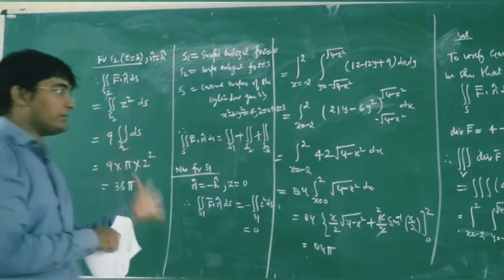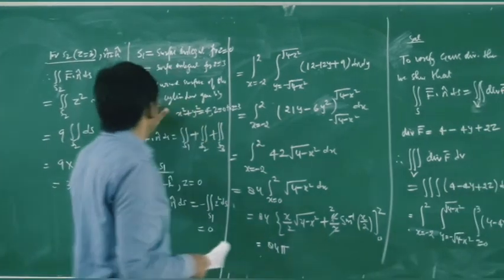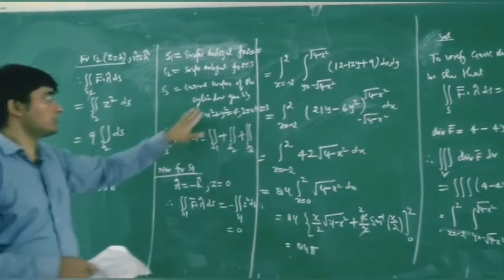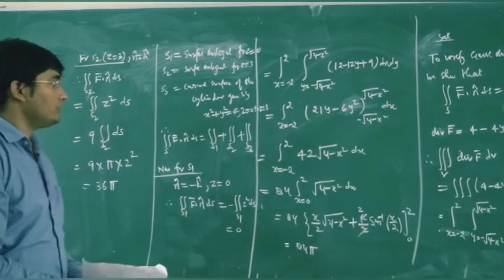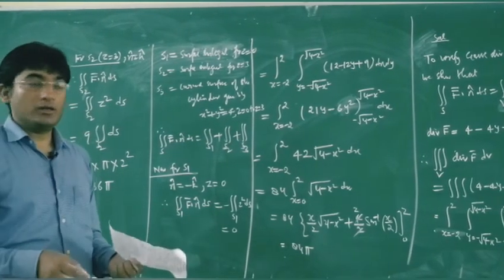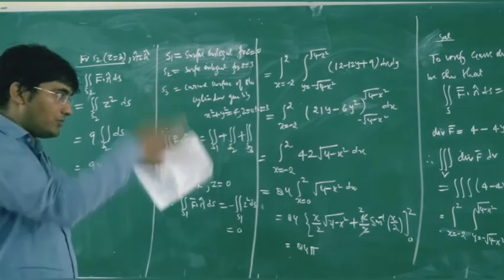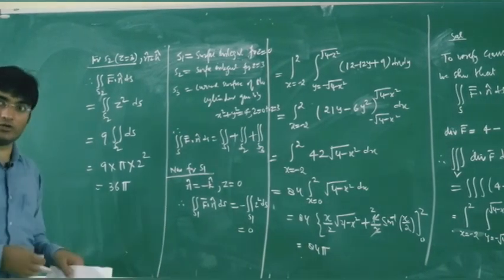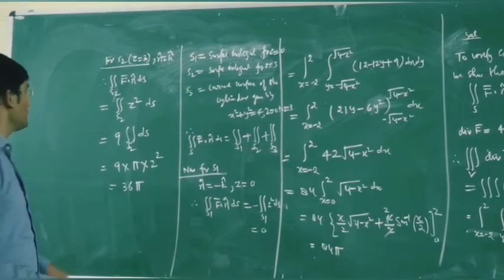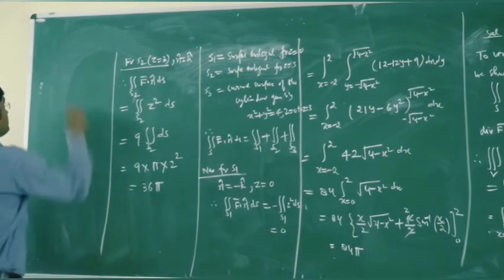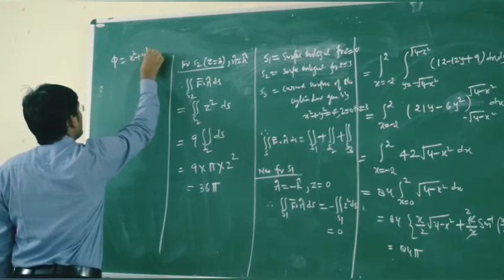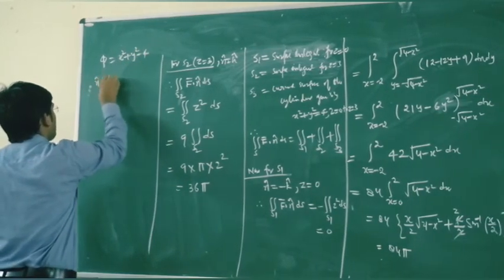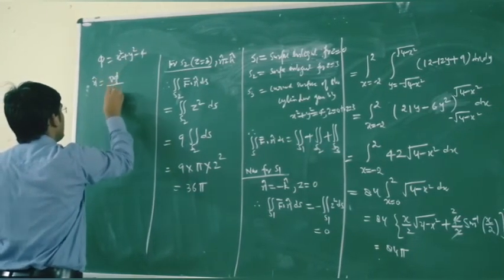Now we will evaluate the integral over S3, which is the curved surface of the cylinder given by this equation. For that we need the unit normal. The unit normal to this curved surface will be equal to grad phi upon mod of grad phi. So your phi is x square plus y square minus 4. Your n cap will be grad phi upon modulus of grad phi.